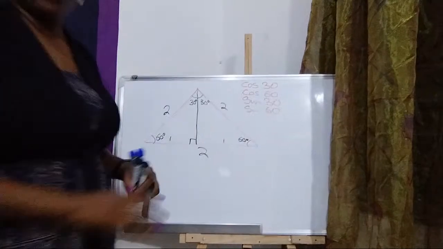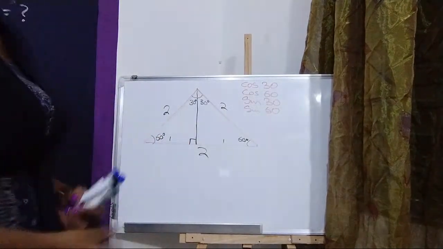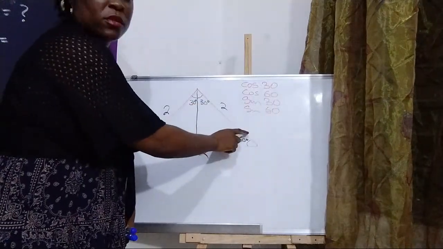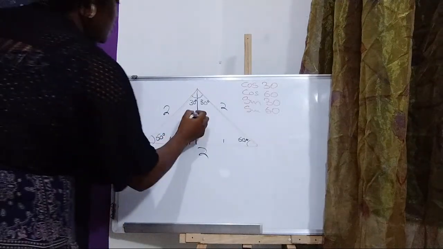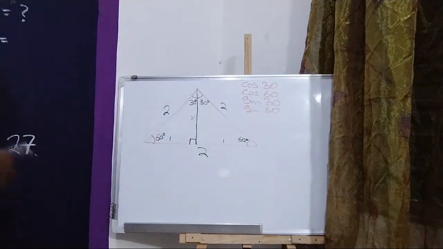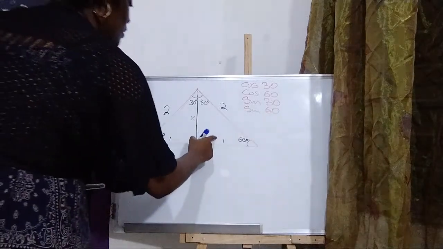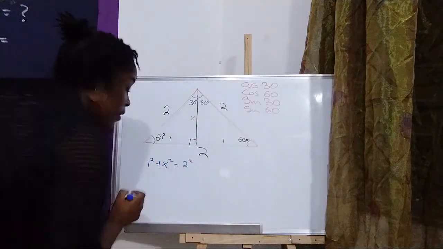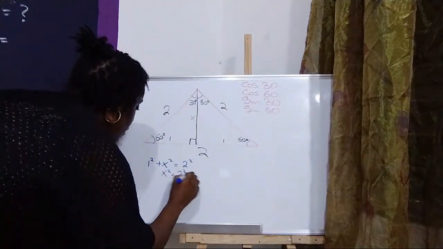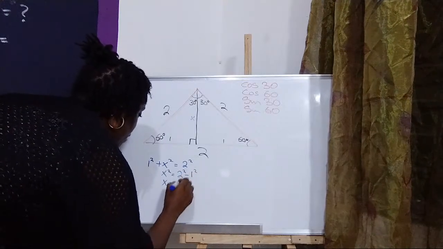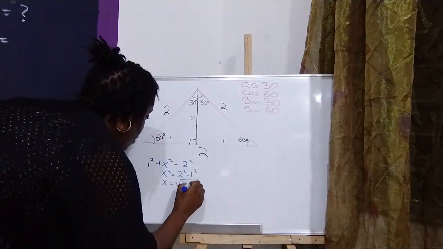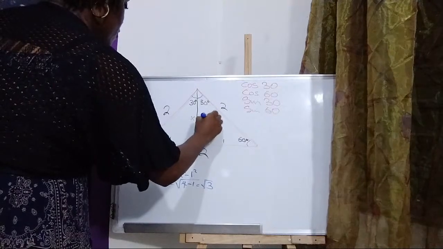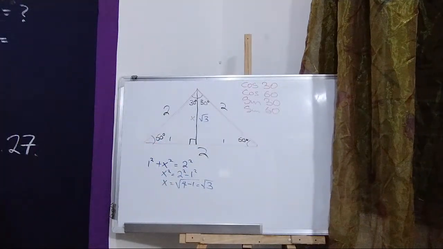So why are we using it? Because we want to find the value of this side. Pythagoras theorem states that the square of this side plus the square of this side is equal to the square of the hypotenuse. Let's call this side x. So it will be 1 squared plus x squared equals 2 squared. Therefore, x squared will be 2 squared minus 1 squared. Therefore, x will be the square root of 4 minus 1, which is the square root of 3. Therefore, we write the square root of 3, or root 3, as the value of the other side.